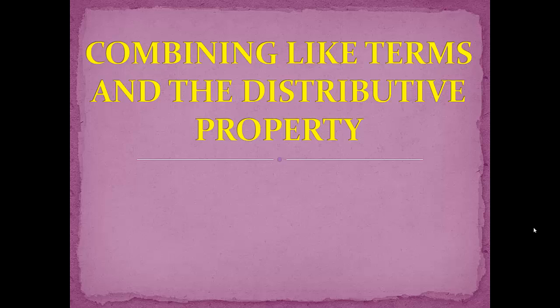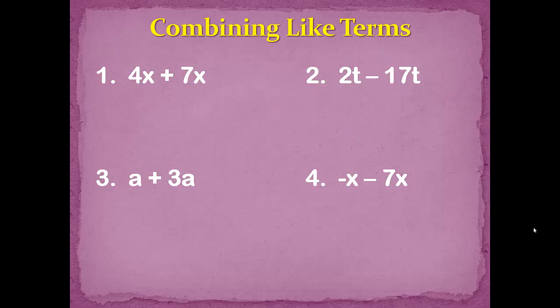Today's lesson is on combining like terms and the distributive property. First, we'll look at combining like terms. On number 1, we have 4x plus 7x.